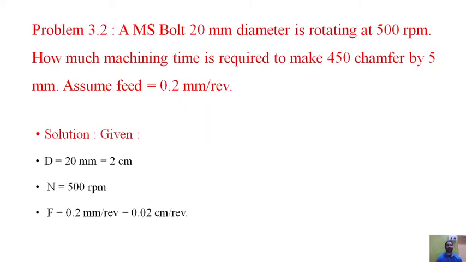Next: an MS bolt of 20 mm diameter is rotating at 500 RPM. So RPM is given here directly, no need to calculate the RPM. How much machining time is required to make a 45 degree chamfer of 5 mm, assuming feed equals 0.2 millimeter per revolution?